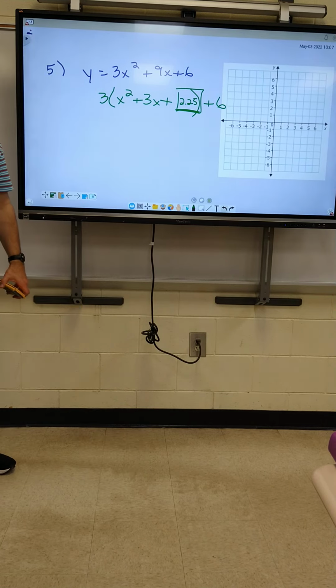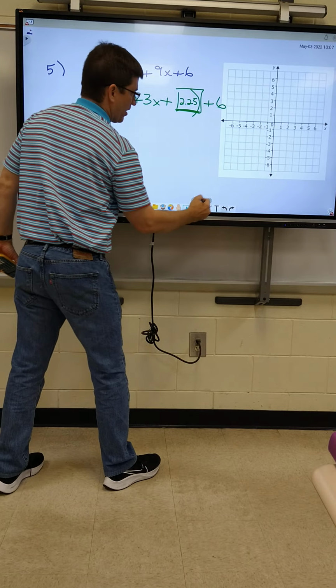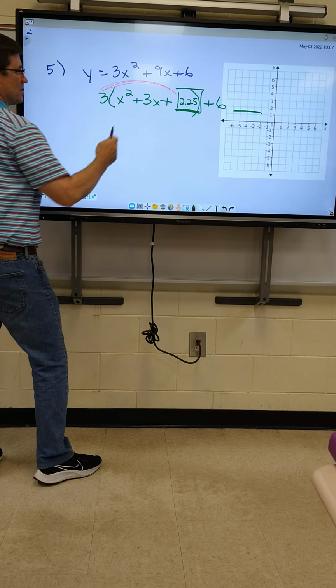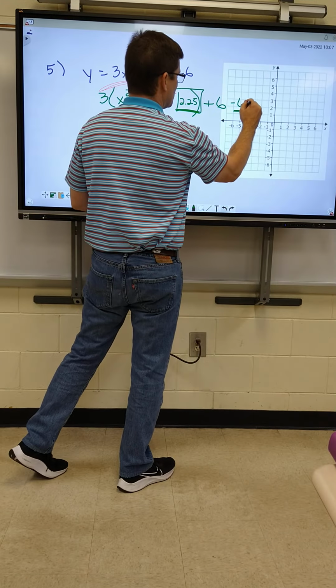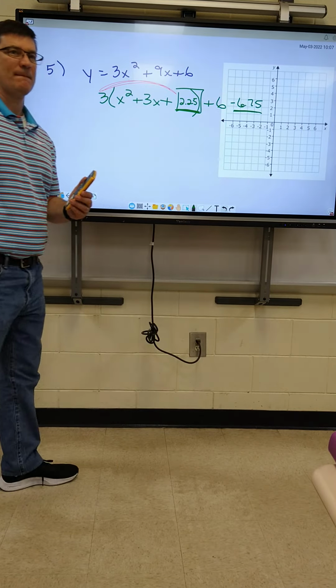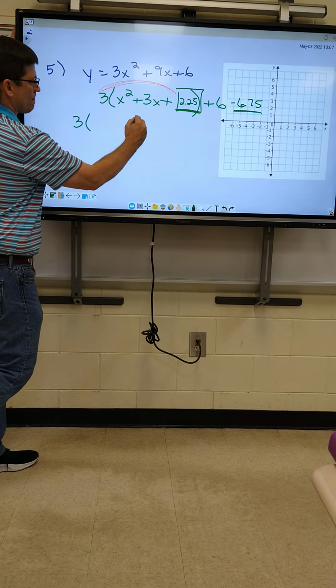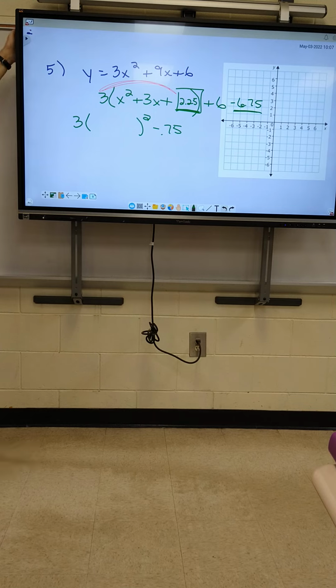All right, question about that part? Now, what goes out here? That's the hardest part, I think. You have to times these two together. So let's times them, 3 times 2.25. It gave me 6.75. So I put a minus 6.75 out there. Everybody understand how I got a minus 6.75?